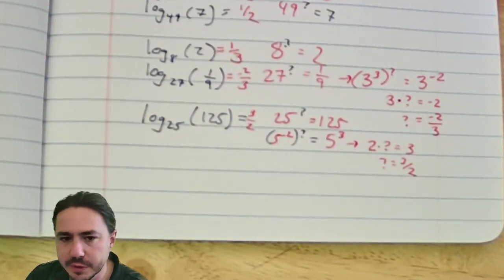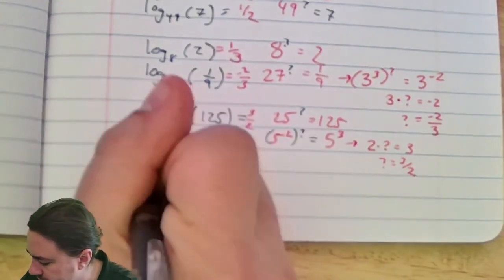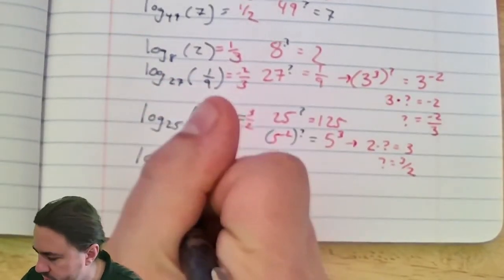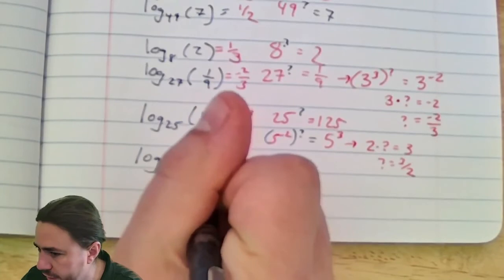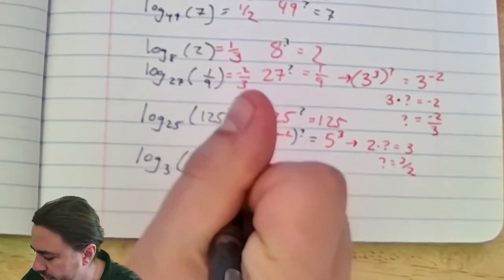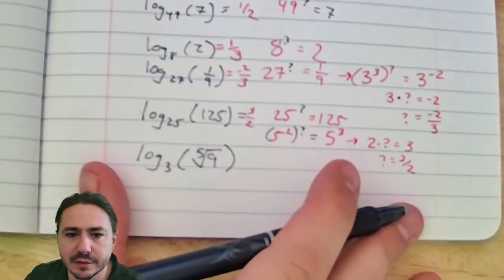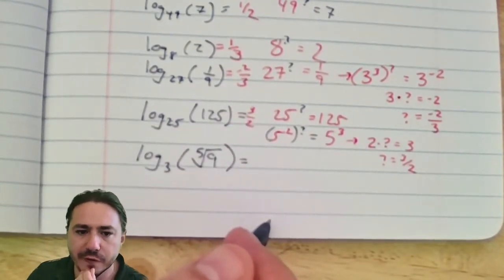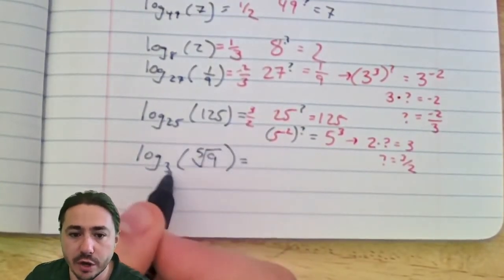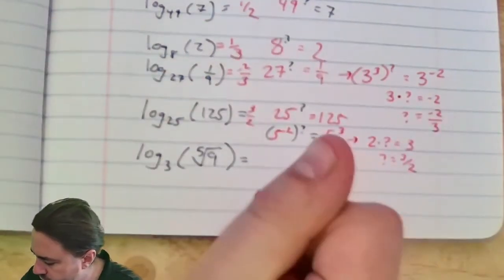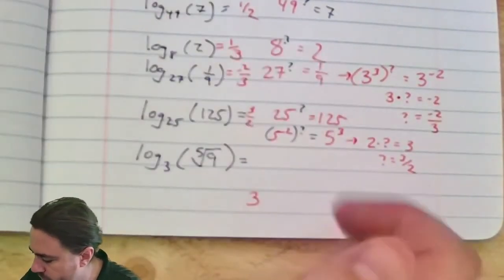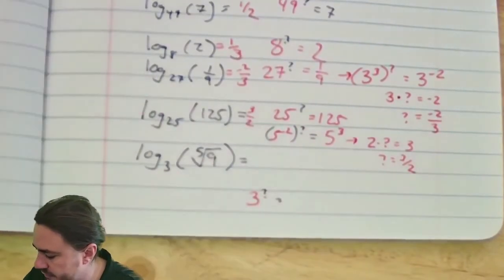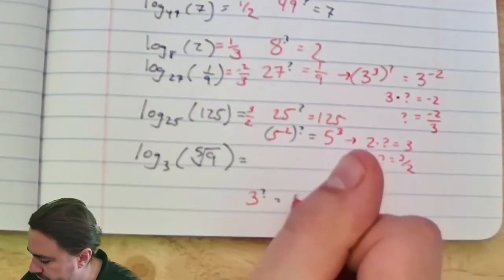We'll spend some more time on this kind of stuff next time, but that's pretty much it. Let's just do one last example here, just to finish this out. We'll do log base 3 of the 5th root of 9. Yikes. Okay, let's see if we can compute this. We want to know, remember the question here is 3 to what power is the 5th root of 9?